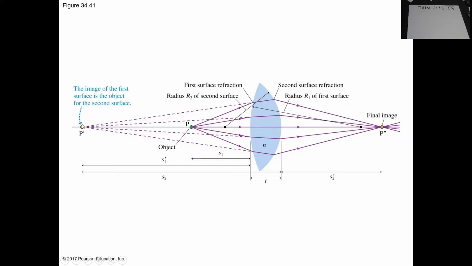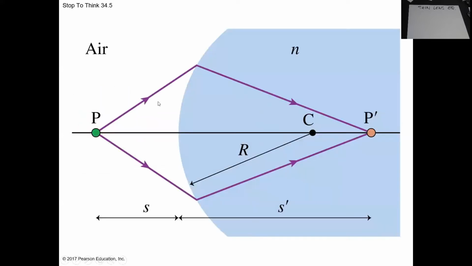So this image point, this is the image point from the first face. This is the object for the second face. And you should already note an important difference with the diagram previously. Here, they're imagining that these rays are refracted enough that they actually converge and form a real image inside the material, in which case S prime is considered to be a positive number. Remember, image distance S prime is always a positive number if you're talking about a real image.